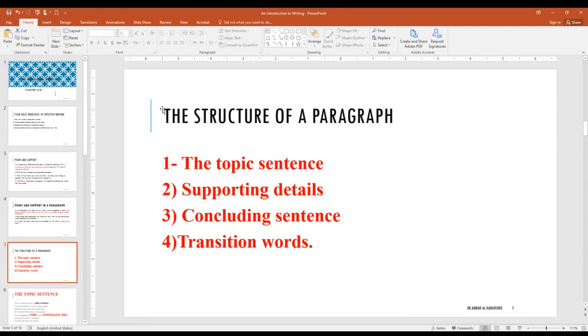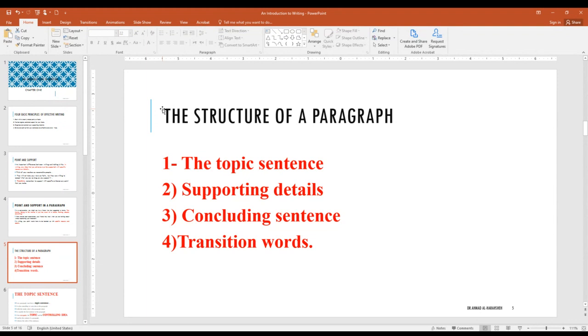A paragraph is like a hamburger. You know the hamburger sandwich? It consists of two pieces of bread, one on the top and one on the bottom, right? So the one on the top, we call it the topic sentence, and the one on the bottom, we call it the concluding sentence. And in the middle, we have the meat, we have the lettuce, we have the cheese, and so on. These are the supporting details. So a paragraph can be like a hamburger sandwich.